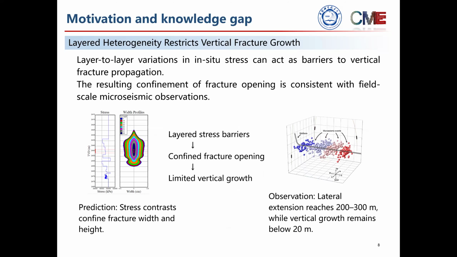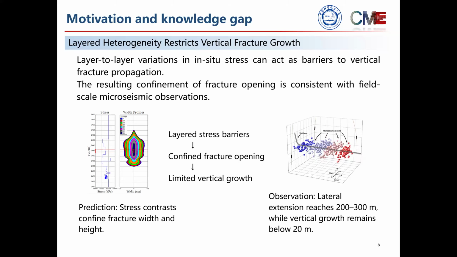Layer-to-layer variations can act as effective barriers to vertical fracture propagation. The schematic and numerical width profiles illustrate the basic mechanism. When the fracture encounters a layer with a less favorable stress state, the opening becomes confined and the vertical growth is reduced. This is consistent with the field observation shown by the microseismic cloud. The lateral extension can reach roughly 200 or 300 meters, while the vertical extent can remain below 0.1 of meters.